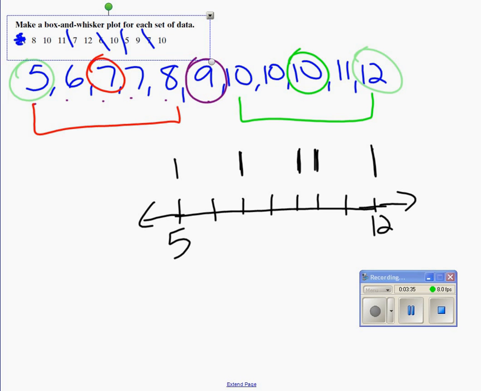So we look at the 3 medians that we put, and that makes the box. And then our minimum and maximum make our whiskers, and you're done. That's it. So you find 3 medians, the low point, the high point, and you're finished.